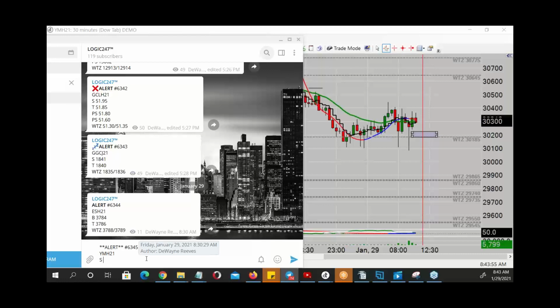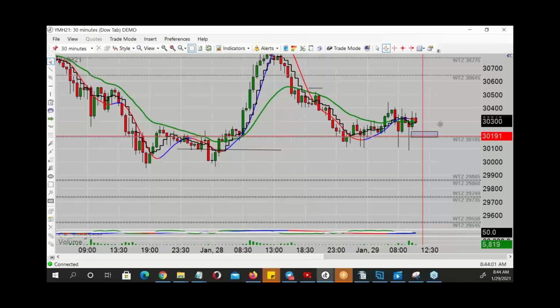Okay. So on the Dow, we'd be interested in selling if price can get below the VBC, take out this low. Let's go 32.25.